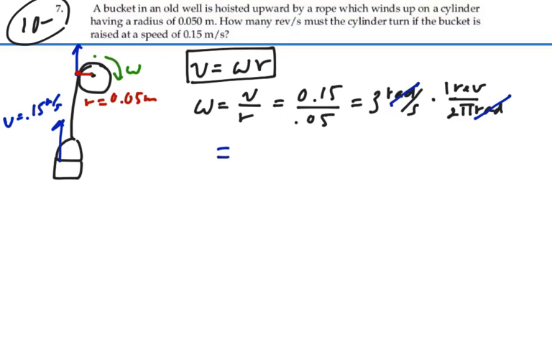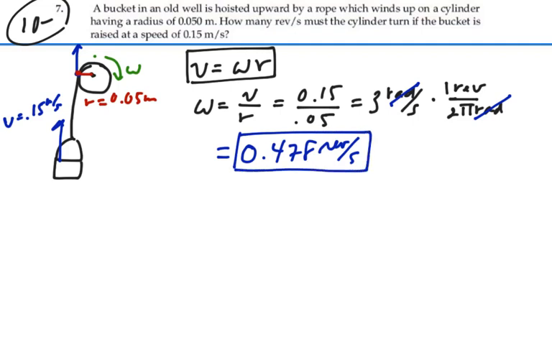is 0.478 revolutions per second. So if we turn the cylinder at 0.478 revolutions per second, the bucket will be raised at the velocity of 0.15 meters per second.